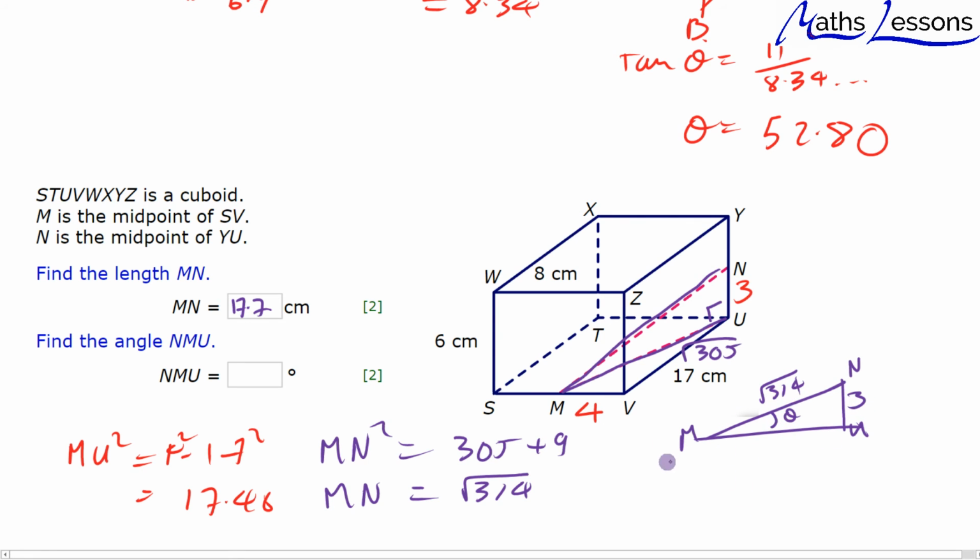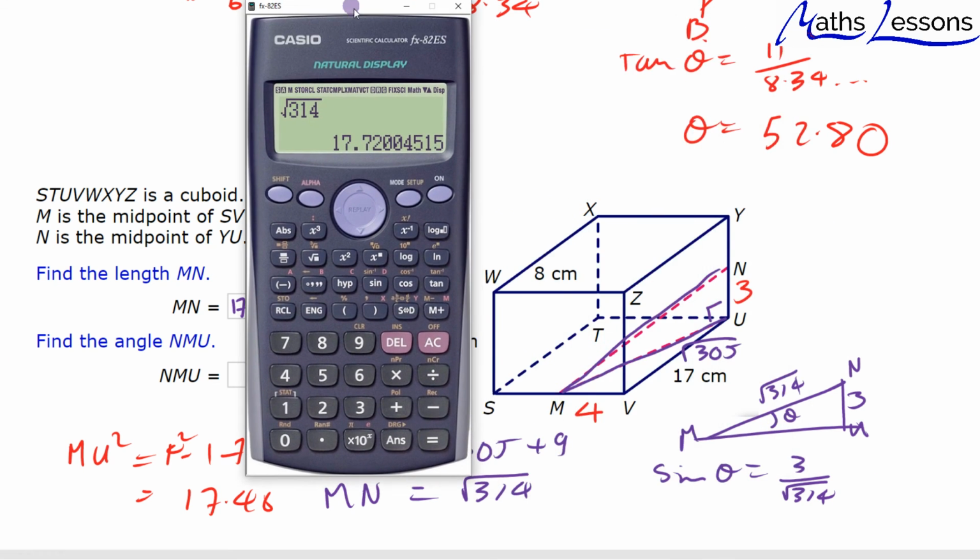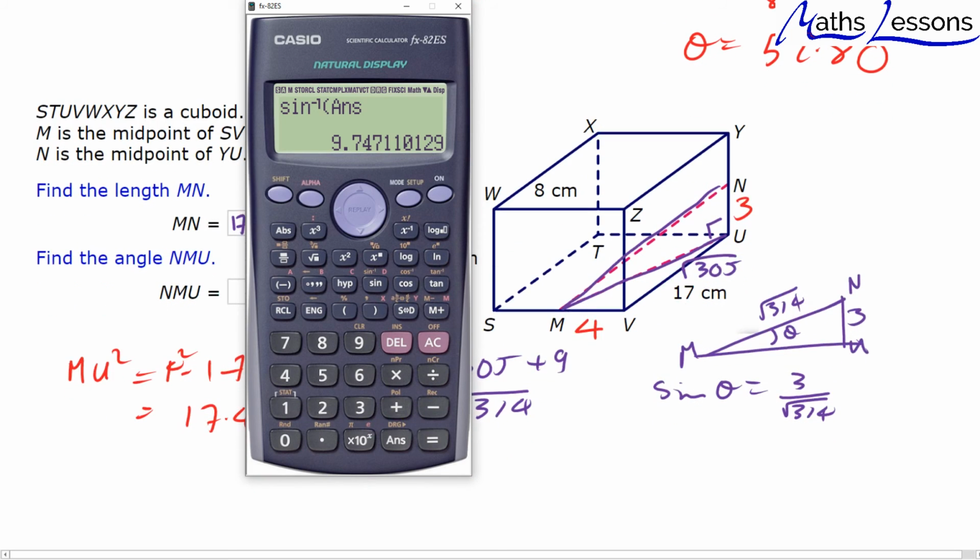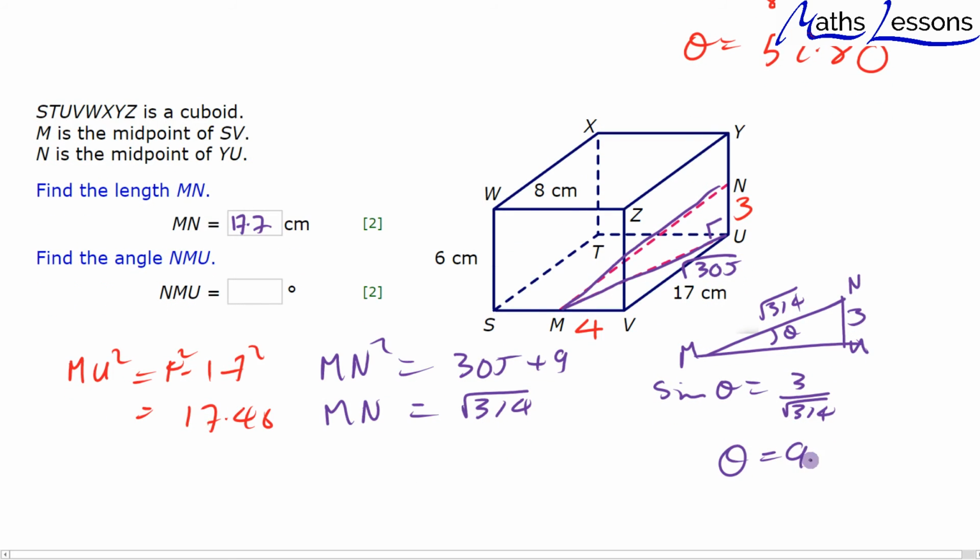So we've got opposite over hypotenuse, so sine of theta will equal 3 over root 314. Grab a calculator, and we do 3 divided by the answer, gives me that, shift sine answer, gives me 9.747. That's going to be 9.7 degrees to one decimal place.